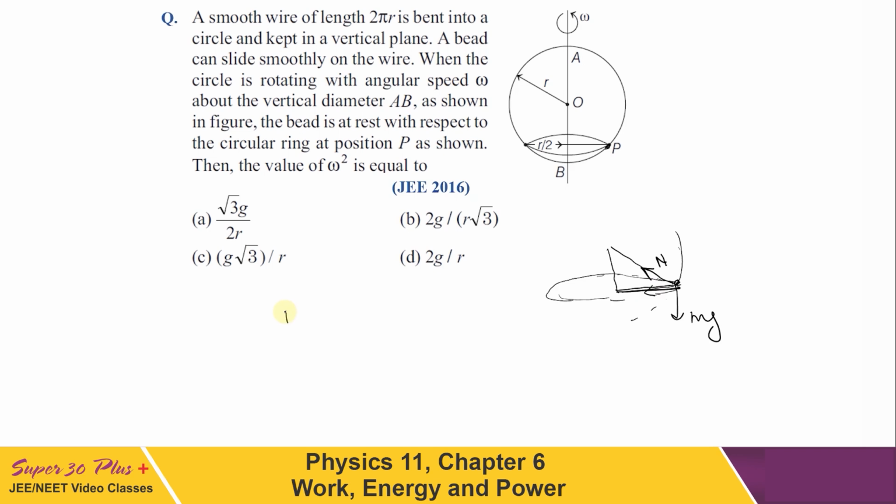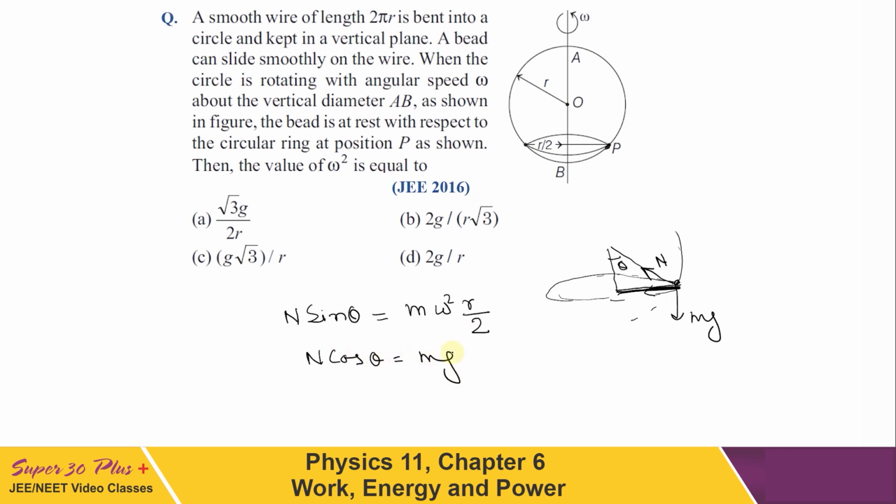So we can write for the bead N sin theta should be equal to, where this is angle theta with the vertical, N sin theta is equal to m omega square times the radius. Now what is this radius? It is given as R by 2. So this is equal to R by 2 here, which is the centripetal force required. One more equation we can write: since in the horizontal direction it must be having some acceleration, in the vertical direction it has to be at rest. So along the vertical we can write N cos theta should be equal to mg.